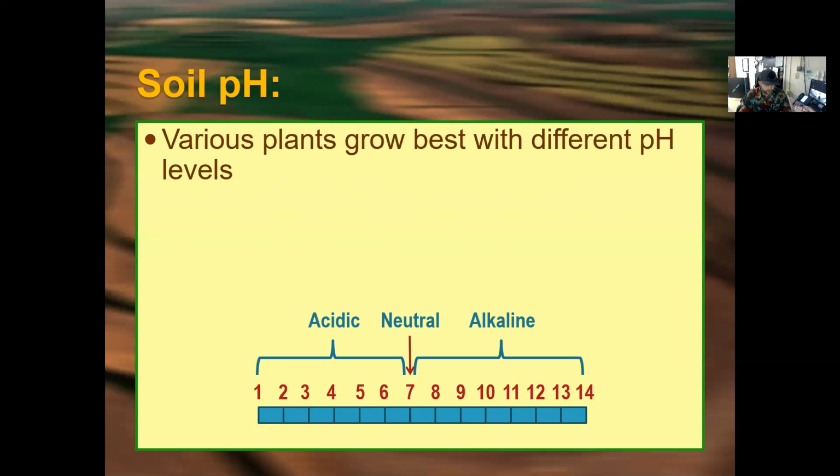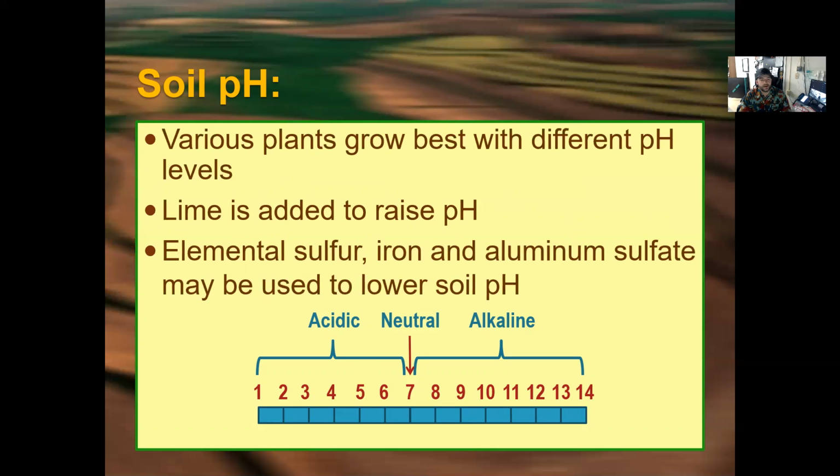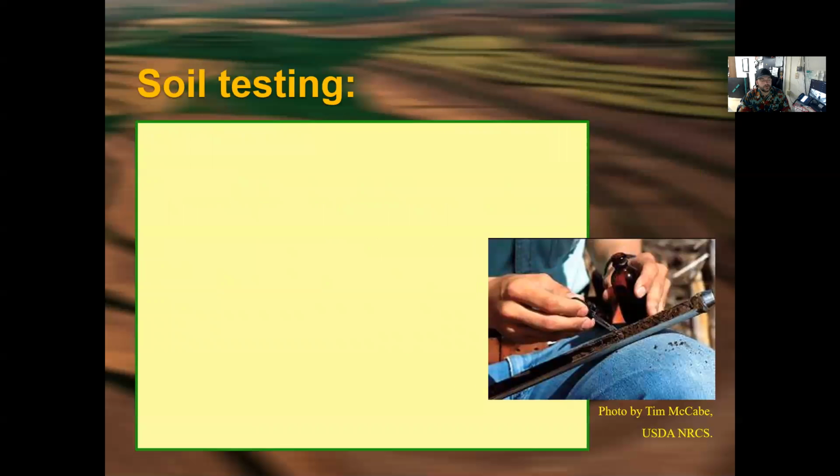Whenever you're trying to grow plants, it's actually most of the time better to be slightly acidic, anywhere between that 5.5 to 6.5 range. Lime is added to raise pH. Elemental sulfur, iron, and aluminum sulfate may be used to lower soil pH.